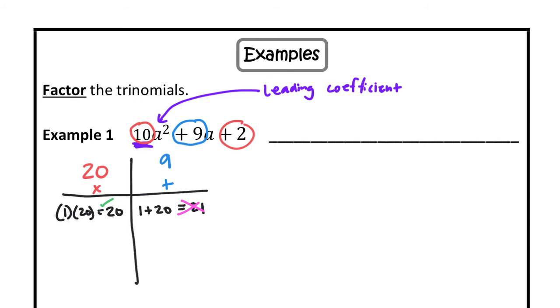Okay, so let's try another multiplication. I could do 2 times 10. That gives me 20. Check, right? But 2 plus 10 is 12. So that doesn't work. I want to get a 9, right?